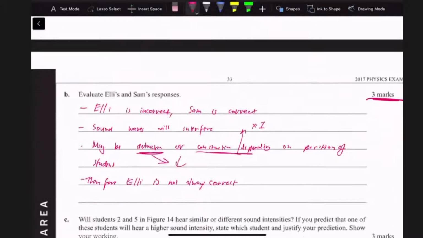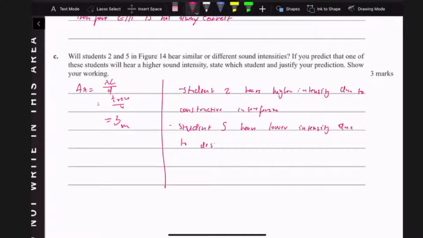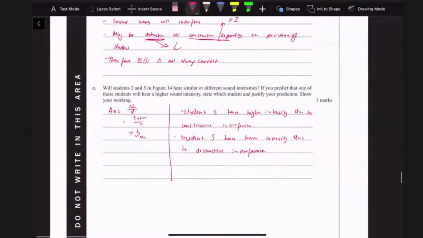So we know that student 2 here has a higher intensity due to constructive interference, and student 5 here has a lower intensity due to destructive interference. And yeah.